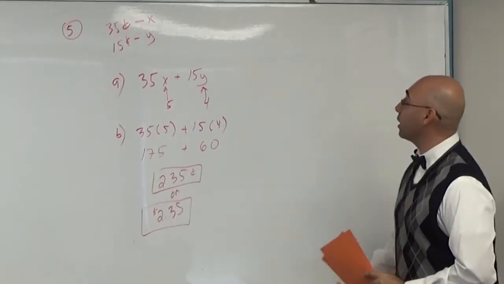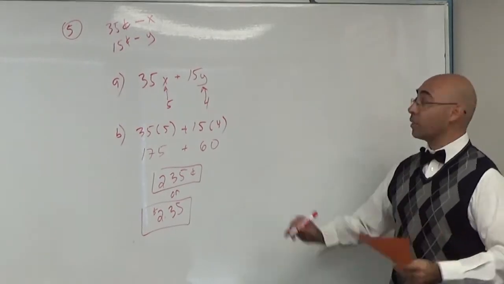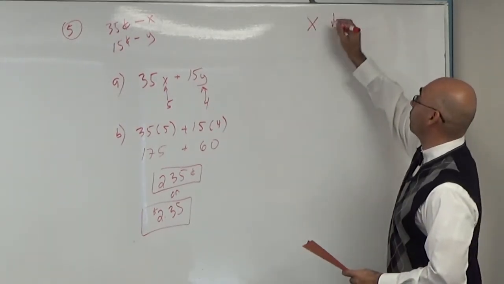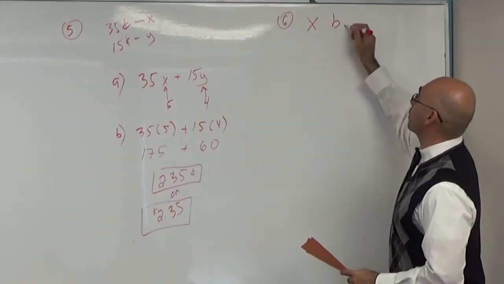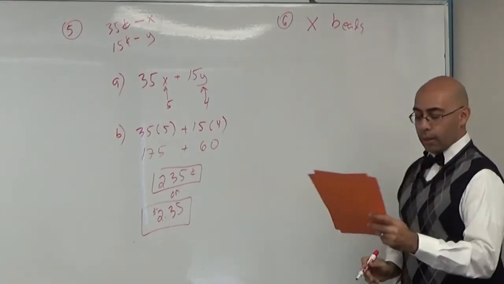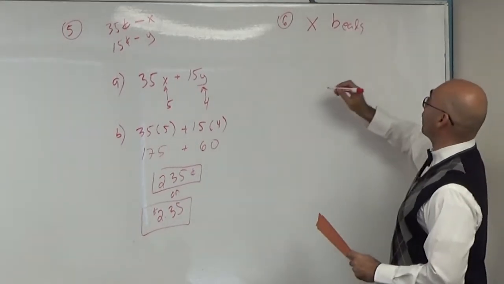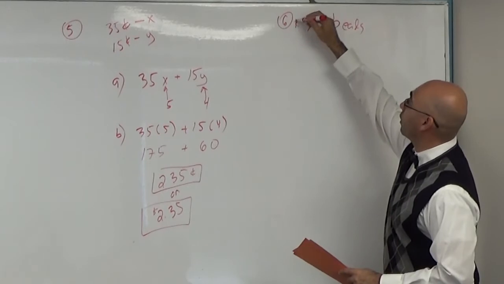Kylie has X beads. Now, I don't know how many beads there are. There are just X of them. That's number 6. Nathaniel. So this is Kylie. I'll put a little K there.